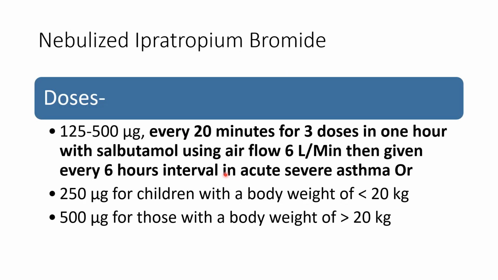What is the dose of ipratropium bromide? 125 to 500 microgram every 20 minutes for 3 doses in 1 hour with salbutamol, using the airflow 6 liter per minute, can be given in acute severe asthma exacerbation. And after these 3 doses in 1 hour, we can give at 4 to 6 hours interval with the salbutamol. And whenever weight of the baby is less than 20 kg, we can give 250 microgram ipratropium bromide, and more than 20 kg, 500 microgram ipratropium bromide.